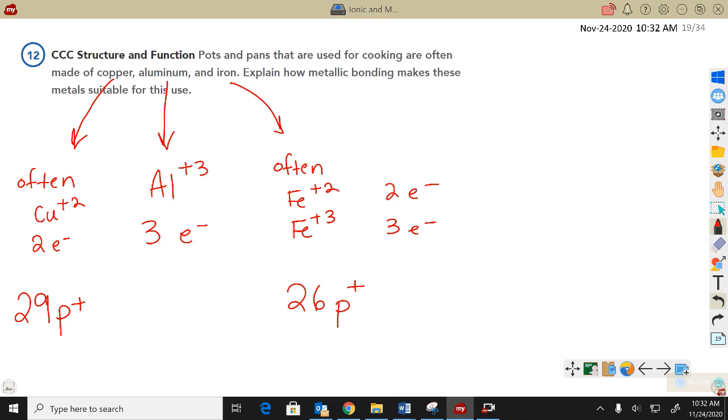And so that's maybe why these are 3 good choices: they form ions with relatively high charges, and especially with copper and iron, they're readily available. We can find them in ore, and it's cheap to refine the ore to get the pure metal, and they would have pretty positively charged nuclei, which would create strong attractive forces and high melting points.